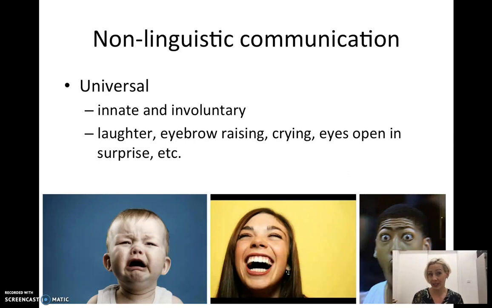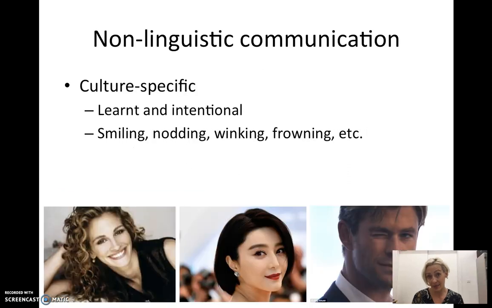Not all non-linguistic communication is like this. Some is learned. So there are also culture-specific types of communication. These are learned. We learn them as we grow up in a particular society. And we can control them. We use them to communicate specific things. So things like smiling, nodding, winking, frowning.